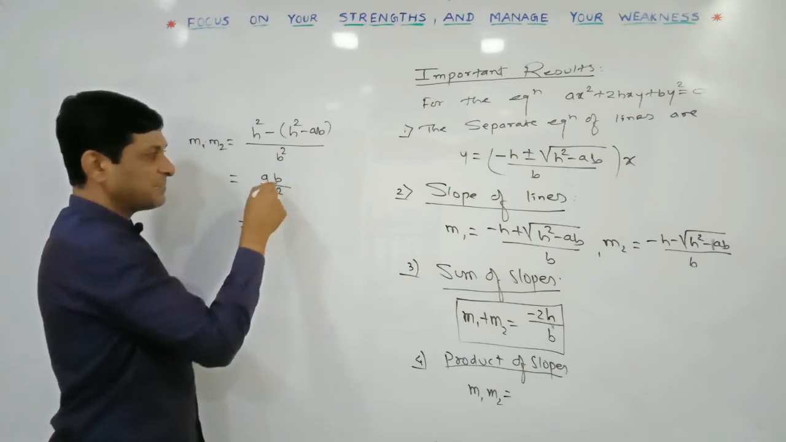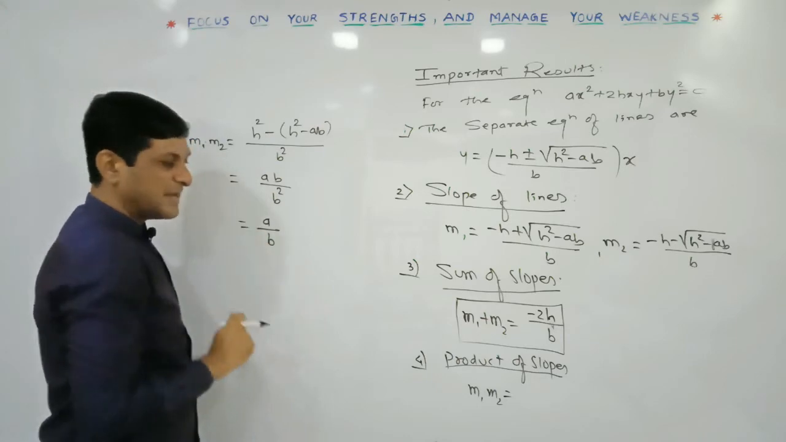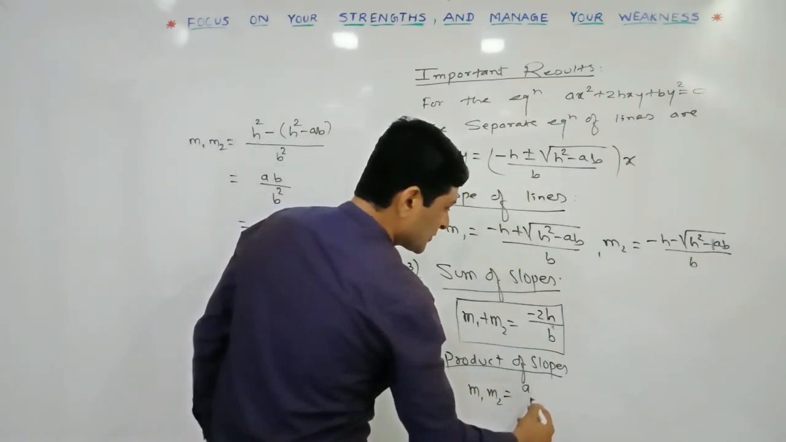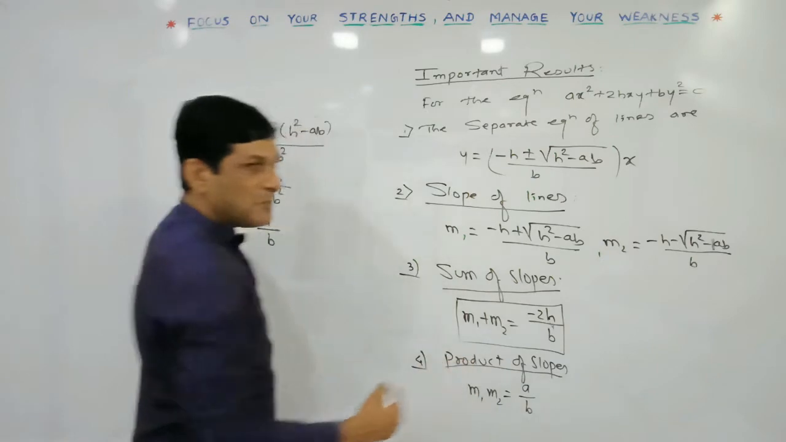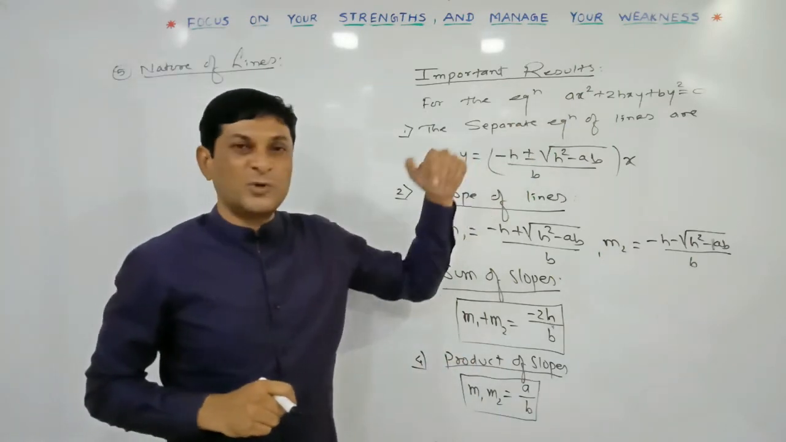Keep it as it is. After cancelling b from numerator and denominator, what result are we getting? a by b. Means we can say that the product of slopes is equal to how much? a by b. So now let us discuss the nature of the lines represented by this homogeneous equation.